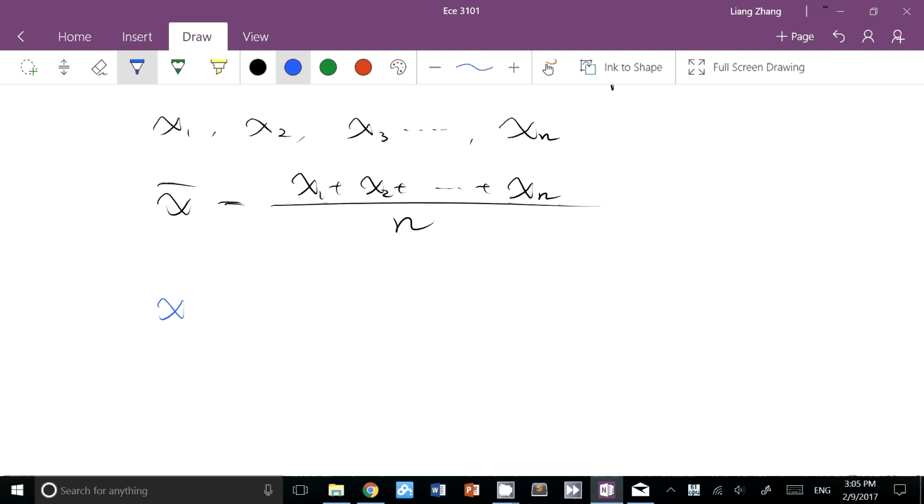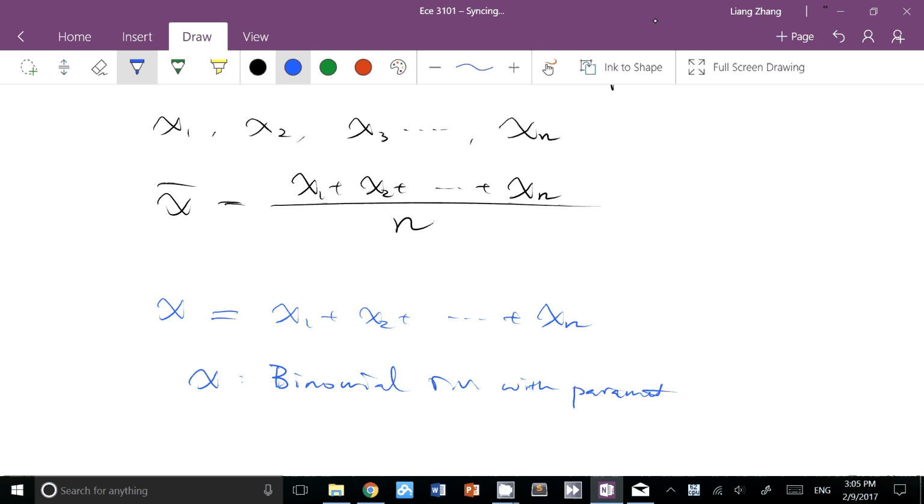So let's introduce a new random variable, let me call it x, and define it as x1 plus x2 plus all the way to xn, without dividing the summation by n, just a simple summation of all. Then it's not difficult to figure out that x is actually a binomial random variable with parameters n and p. Okay? A binomial random variable is the number of heads you see when you toss a coin n times, each time with probability p to see heads.